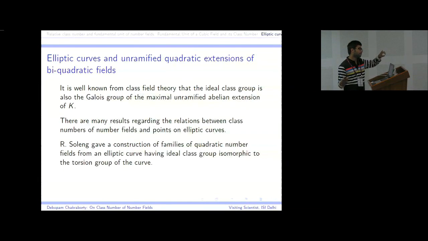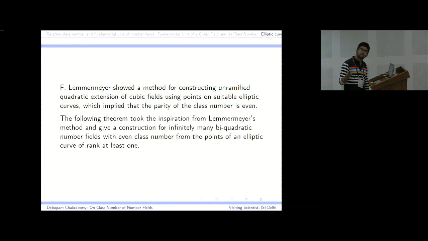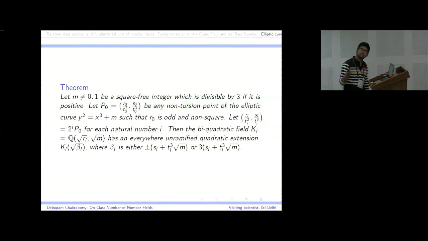I'll just take 1 more minute. So he took the torsion group of an elliptic curve and put it inside an ideal class group, and showed that it is a subgroup of the ideal class group. From there he got a divisibility criterion, not exactly the ideal class group. Similarly, Sato and Franz Lemmermeyer also calculated this. Our results are inspired by Lemmermeyer.